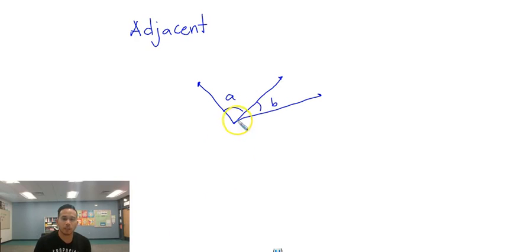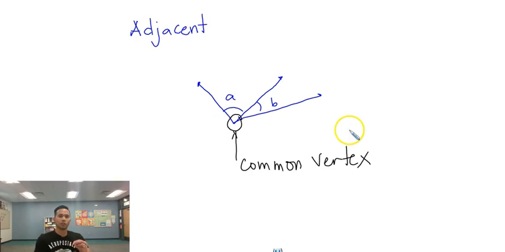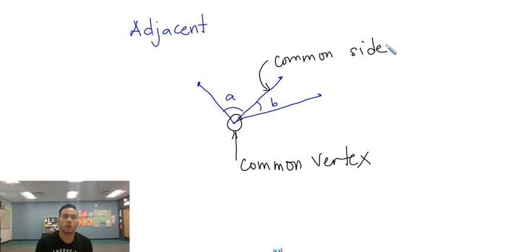Why? Because again, they have a common vertex. This is the common vertex, I'll write that. And they share a common side. Where is that common side? It's here. This is your common side. That is what we now call your adjacent angle.